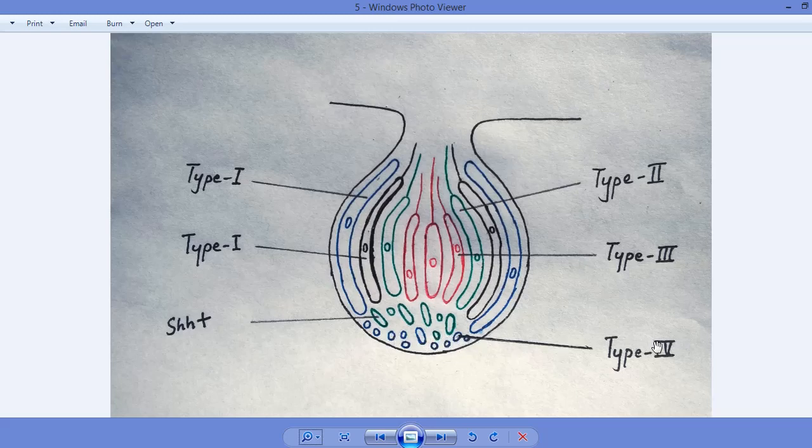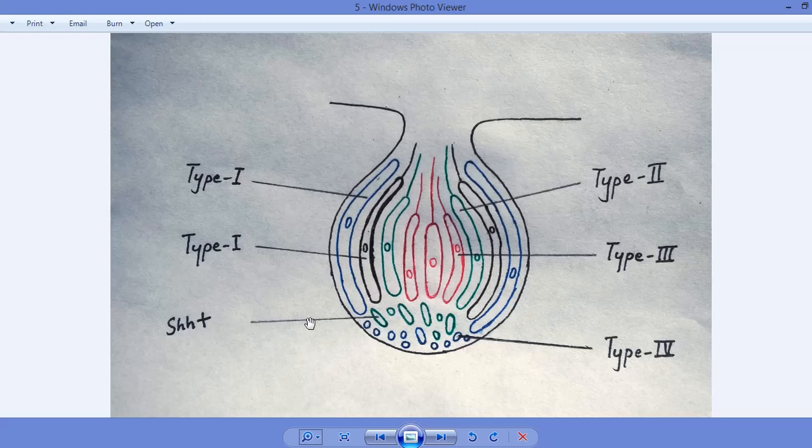These are called basal cells because all the cells in the taste buds originate from the type 4 cell. That is why this is also called a progenitor cell or the basal cell, because all the cells are based on these blue color cells, the basal cells.